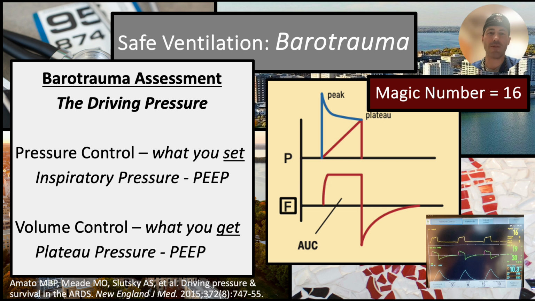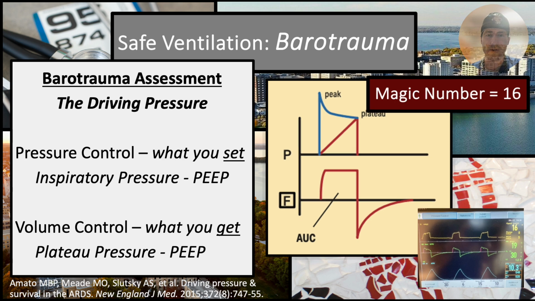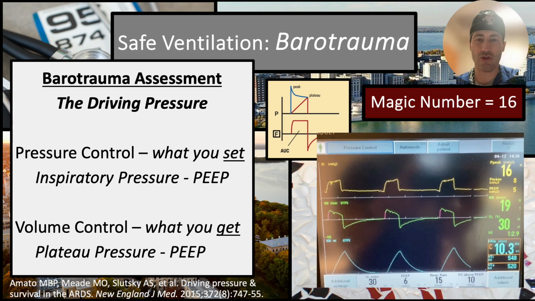Our magic number we look for when we look at the high pressure minus the PEEP is 16. And so when we look at the ventilator itself, here's our pressure control. We want to have the P high less than 16 above the PEEP. Here we have 10 over 6. So a PIP, a positive inspiratory pressure, of 16, but a driving pressure of 10. The 10 matters much more than the 16.